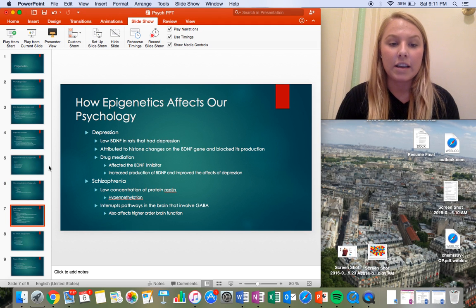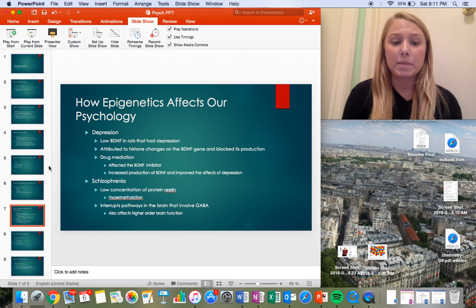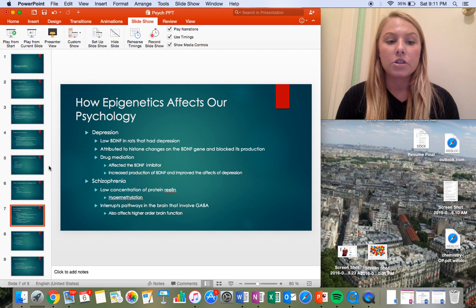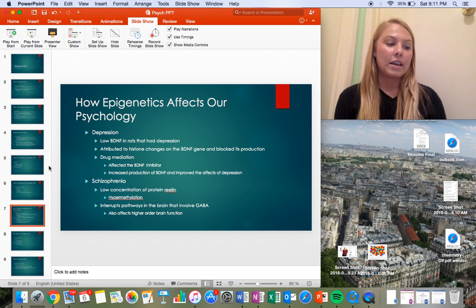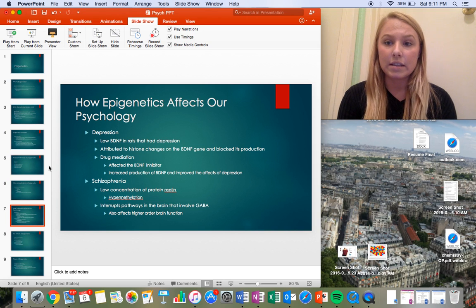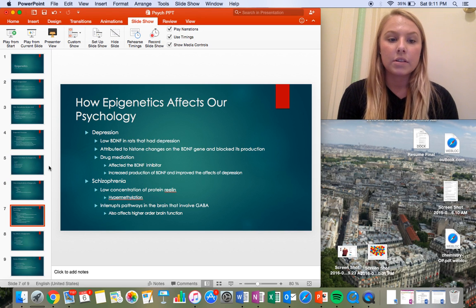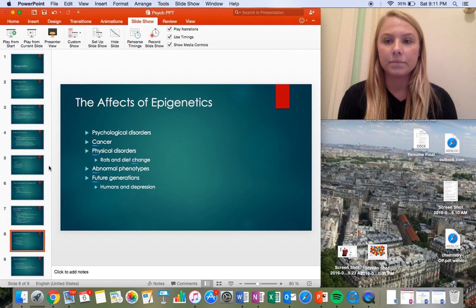The next is schizophrenia, and post-mortem specimens, such as humans and rats, showed a low concentration of a protein called reelin, and this was caused by hypermethylation, so therefore the gene which codes for the production of reelin was turned off because methyl groups were attached to it. And this is detrimental because this causes interruptions in pathways of the brain that involve GABA, which also affects our higher order functioning and causes these individuals to have schizophrenia when this happens.